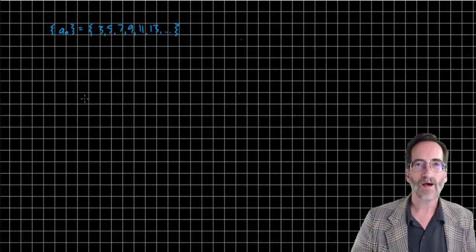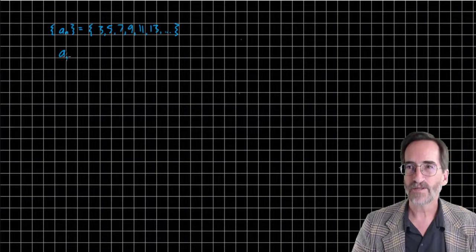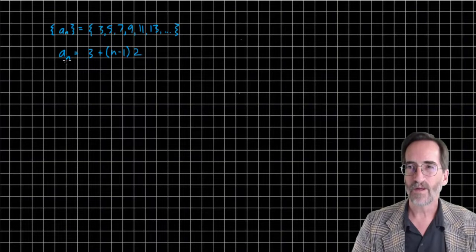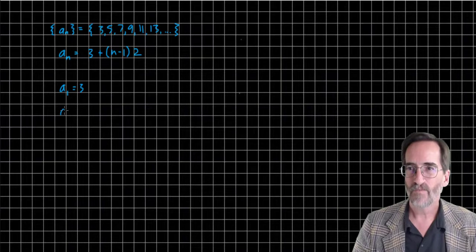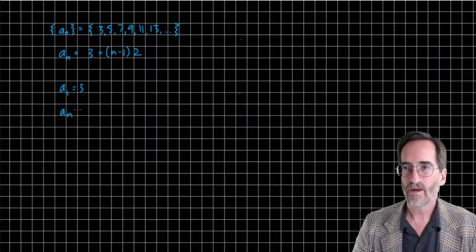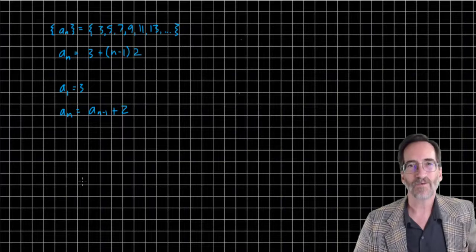Okay? It can have explicit formulas. The explicit formula would determine the term from the formula. So A sub n in this case equals 3 plus n minus 1 times 2. And the recursive rule would look something like this. A sub 1 is 3, and A sub n is A sub n minus 1, the previous one, plus 2. Okay, and there it is. I've just presented an arithmetic series.